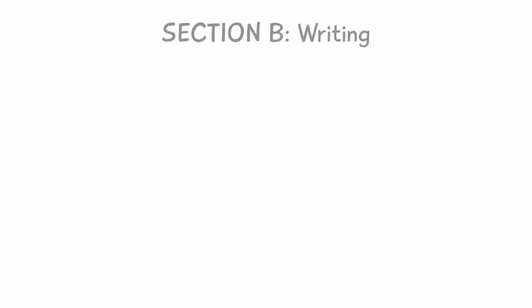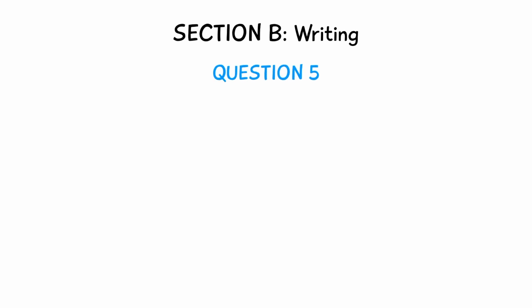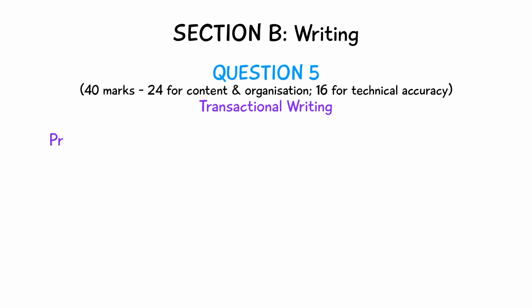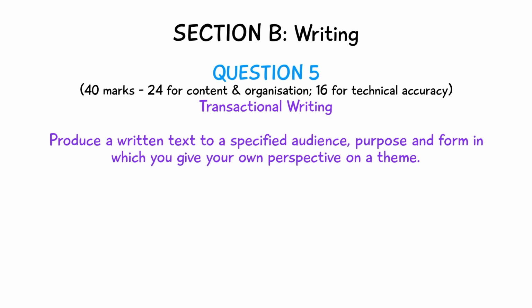Question 5 is the only question in Section B, and it's the transactional writing question. You'll be asked to produce a written text to a specified audience, purpose, and form in which you'll give your own perspective on a given theme. Just like with question 5 in Language Paper 1, there are 40 marks available in total, 24 for AO5, which is your content and organisation, and 16 for AO6, which is technical accuracy.